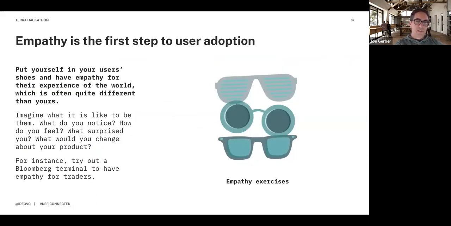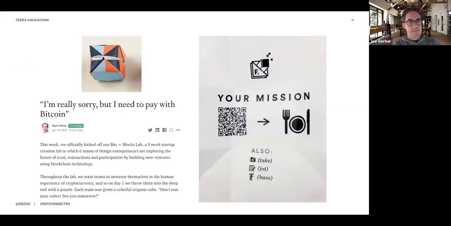Empathy. Try to put yourself in your user's shoes, have empathy for their experience in the world. And like we said, this is quite different than our own experience often. So it's about being really, really observant of what new things you notice, how you feel, surprises, and then changes that you might make. So on the next slide.